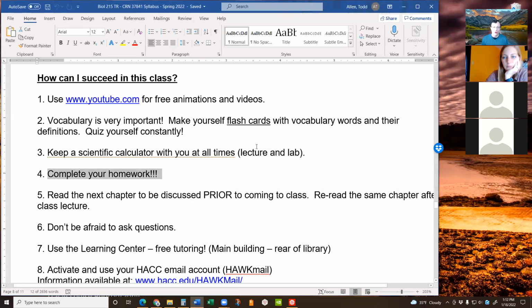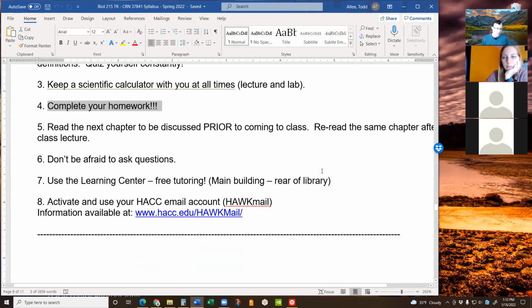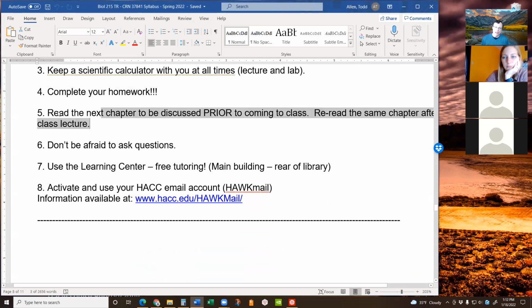Obviously, completing your homework is key to success in this course. Not only does it give you credit towards your grade because you've done the homework, it allows you to begin to understand content so that you can do better on exams. So, right, that's a no-brainer kind of thing. Read the next chapter prior to coming to class, and perhaps reread the chapter after we've covered it in class. What I'm trying to suggest is iterating over the content numerous times is a way to have success in the course.